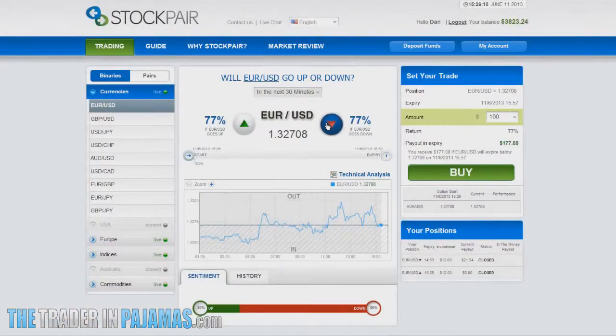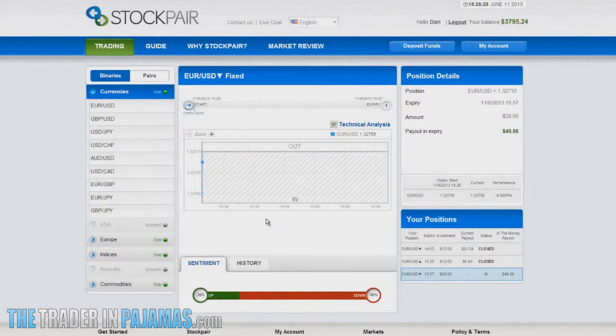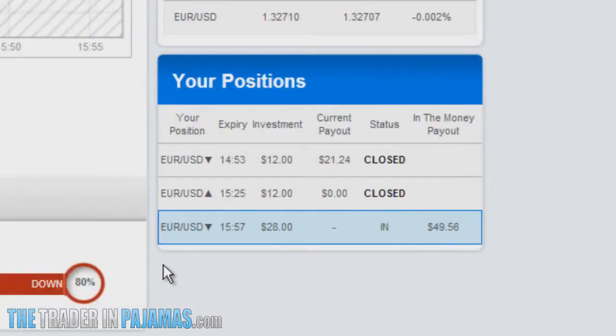Okay, so let's focus back on our trade. We'll go up here and we'll click on the down put button. We'll enter the amount of $28. We'll click buy, and then we'll hit view position, and we're on. We're back trading again. So we'll scroll back over and we'll look at all the information regarding the trade again. We'll see our payout, $49.56 if we win this trade.